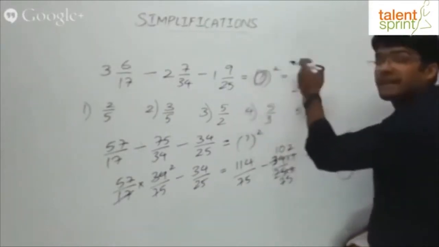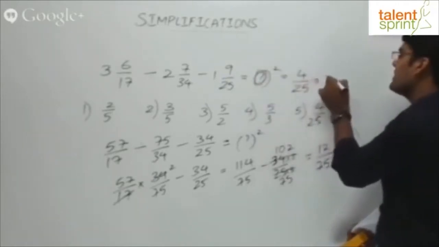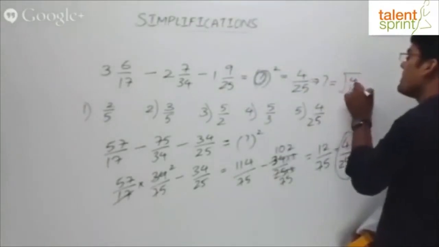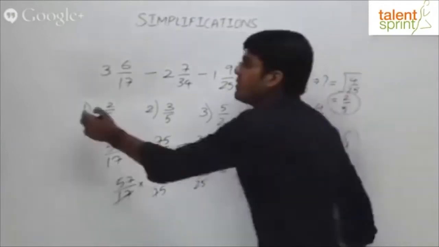And what we are required to find out is this part, question mark. Take it to the other side. Are you able to follow? Apply square root on both the sides. So here we can say the question mark will be equal to the square root of 4 by 25. How much is that? Square root of 4 by 25? 2 by 5. Hence the correct answer is option number 1.